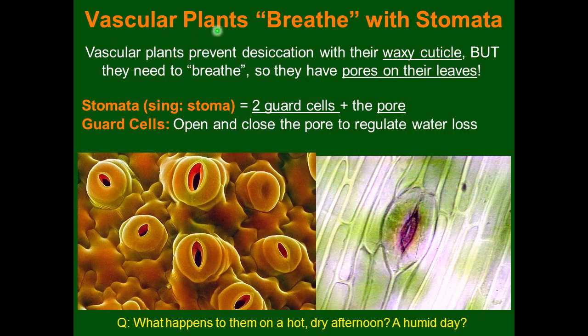Vascular plants breathe with stomata. What is a stomata? It is an opening on the leaves. So vascular plants prevent desiccation with their waxy cuticle, but they need to breathe. They need to take in carbon dioxide, so they have pores on their leaves. The stomata, singular stoma, have 2 guard cells on the outside, and then the pore in the middle. These guard cells open and close the pore to regulate water loss.